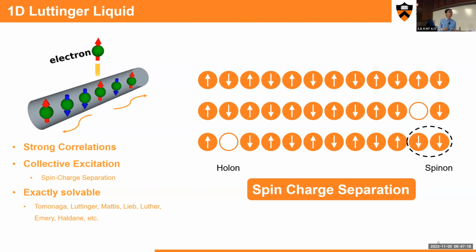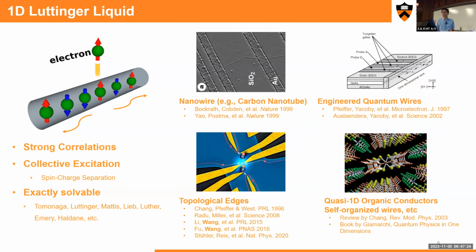It has been pioneered by many theorists over the past 50 years. And experimentally, it's also exciting that we can realize them in many different systems, for example nanowires, engineered quantum wires, topological edges, and also quasi-one-dimensional organic systems, and also self-organized wires.